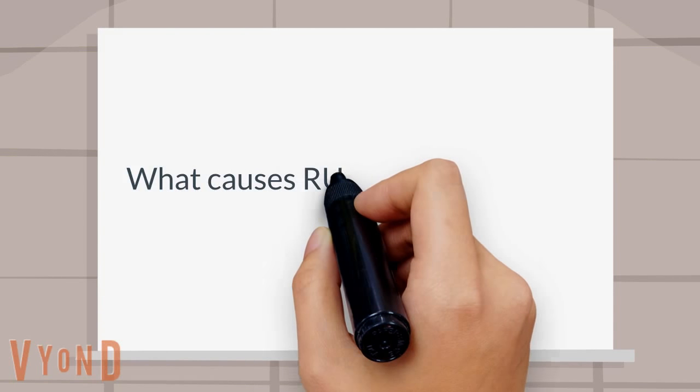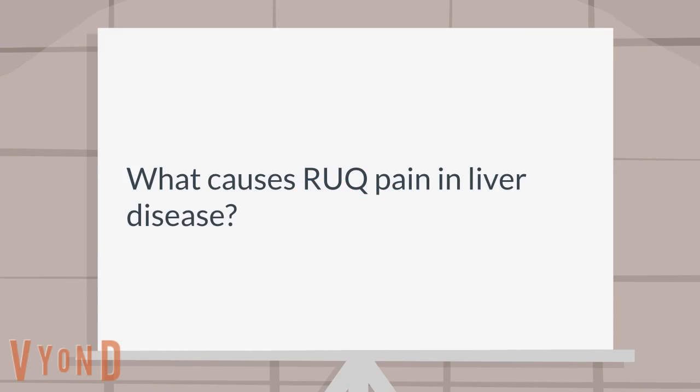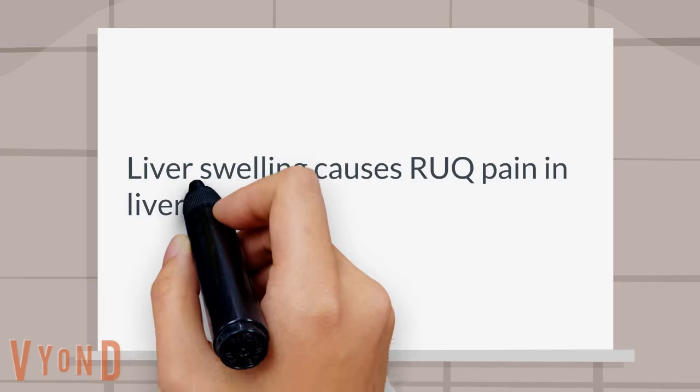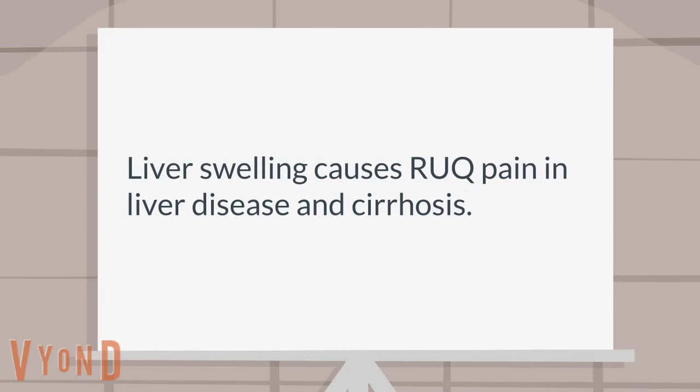What causes right upper quadrant pain in liver disease? Liver swelling causes right upper quadrant pain in liver disease and cirrhosis.